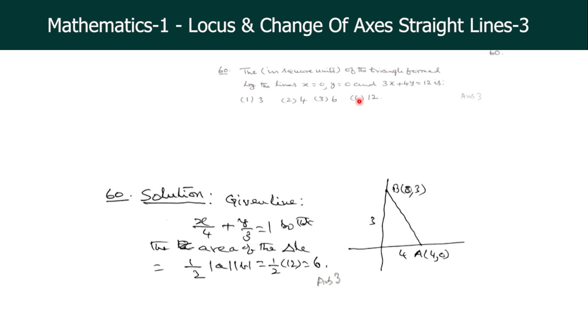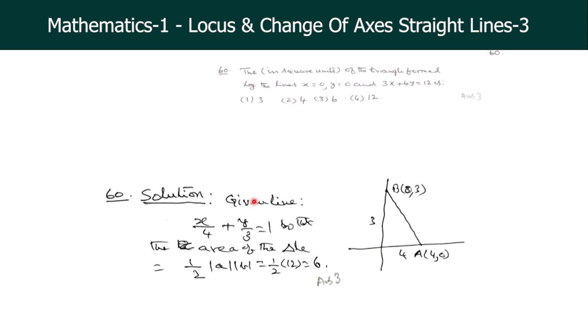The area, see here, the word area is missed. Of course, when I write square units, that means area. The area of the triangle formed by the lines x = 0, y = 0 and 3x + 4y = 12 is: 1) 3 square units, 2) 4 square units, 3) 6 square units and 4) 12 square units.